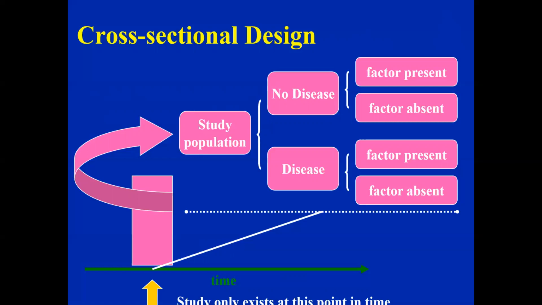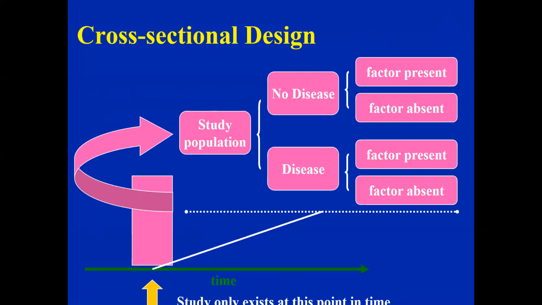So from that, you can say, for those with the disease, the factors which might predispose them to getting HIV might be present or might be absent. For those without the disease, the factors might be present or might be absent. Then from there, you can do your analysis to see which of these factors might contribute to getting the disease.